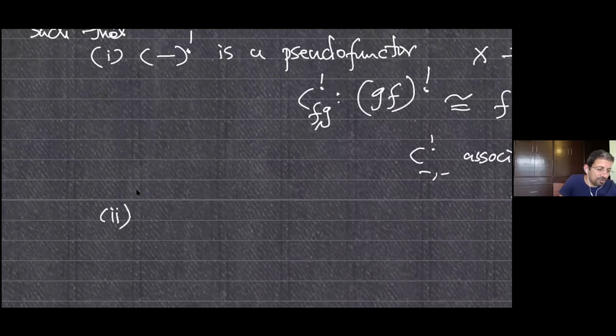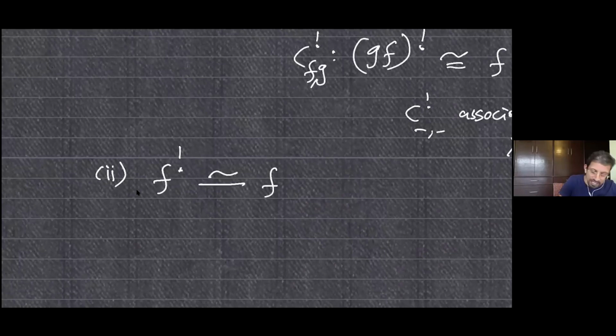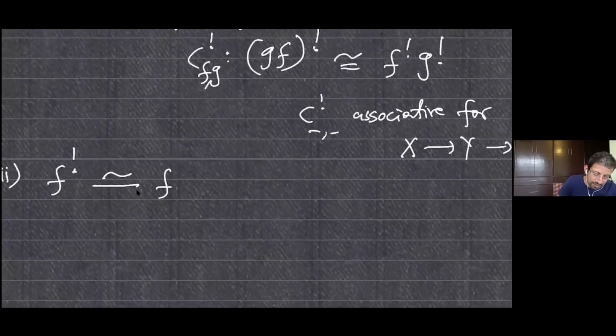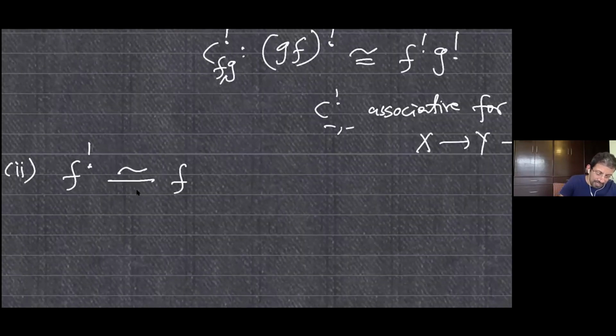So it's pseudo-functorial. And here's why I introduced this new notation. That commutation is supposed to be on the nose, okay? Yes, on the nose. It's associative for this, and it commutes on the nose. Yeah, thanks.